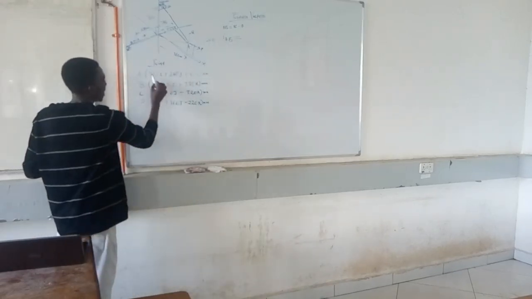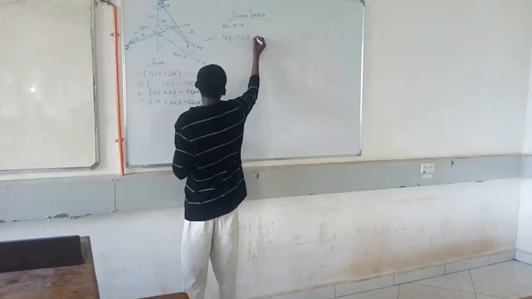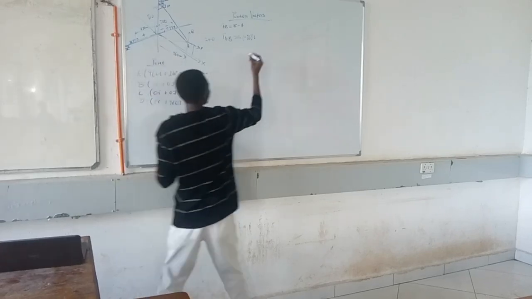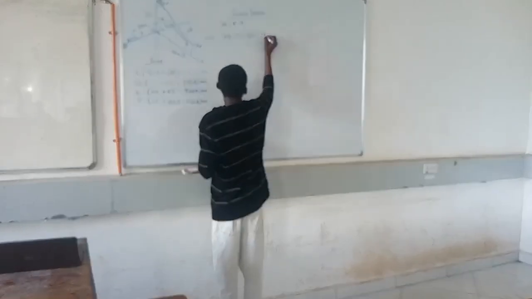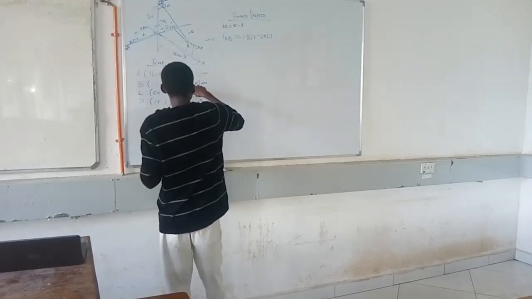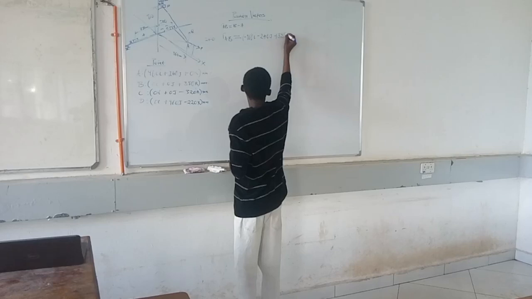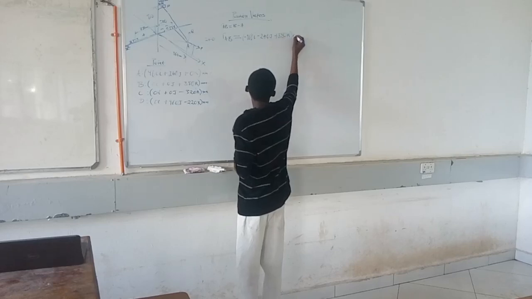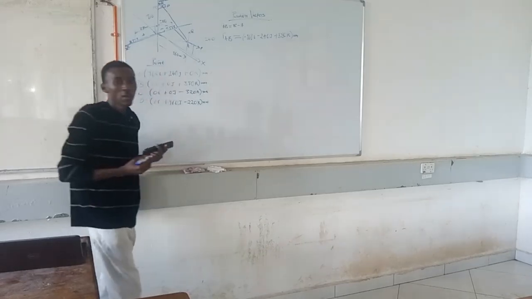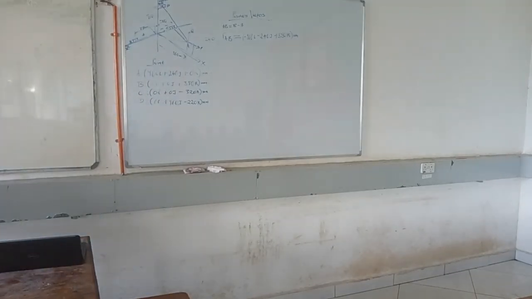What is 0 minus 960? Negative 960i. 0 minus 240, negative 240j. 380 minus 0, that is 380k millimeters. That is the position vector of rAB. Any question? Anyone who is behind?